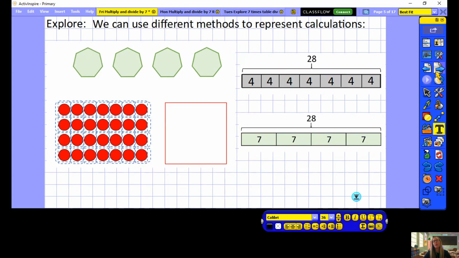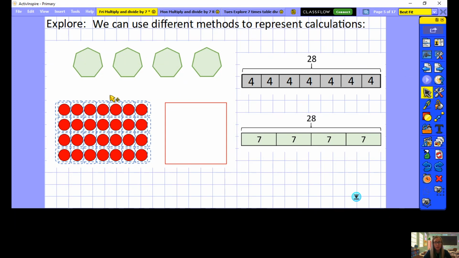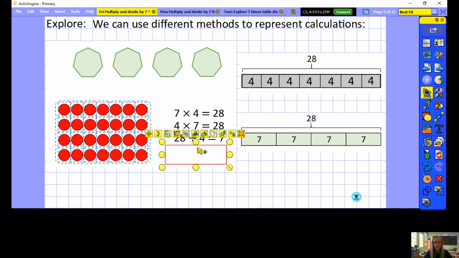So we can use different methods to represent calculations. So here you can see we've got a pictorial representation, we've got an array here, and we've got two bar models. What calculations are being represented in these pictorial representations? Yes, it's the same again, isn't it? So it's 7 times 4, okay, and 4 times 7. But I wonder what divisions are being represented. So we can also use the inverse to write the division. So we've got 28 divided by 4 equals 7, and 28 divided by 7 equals 4.